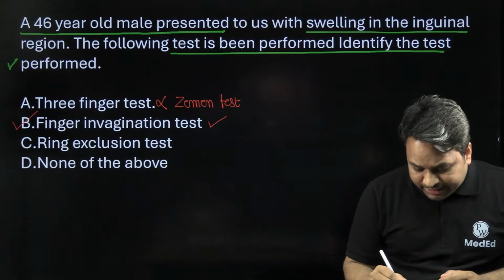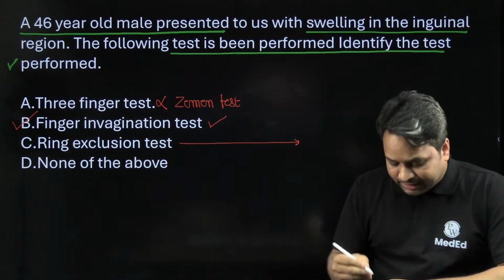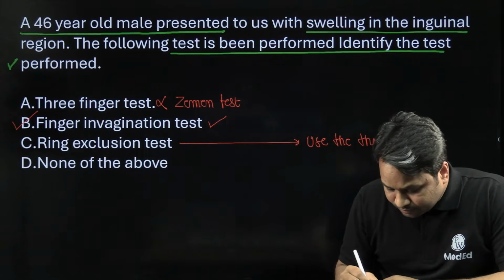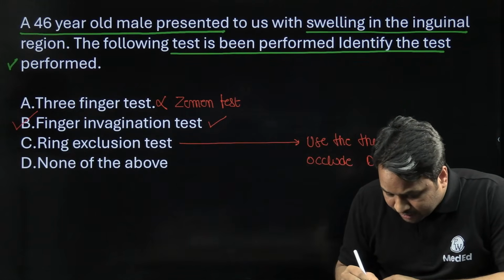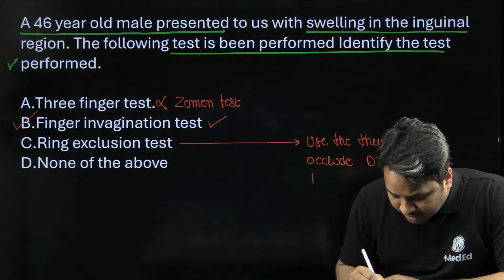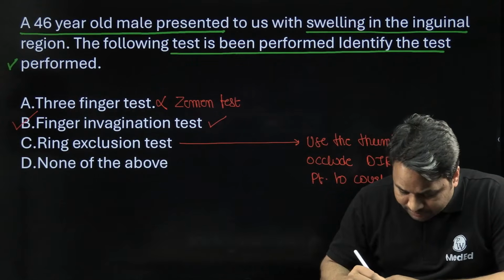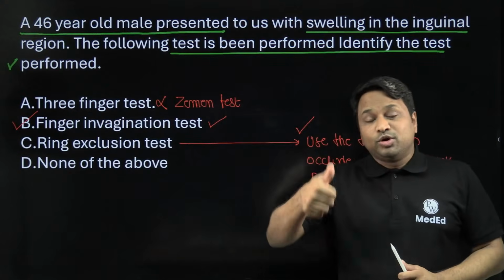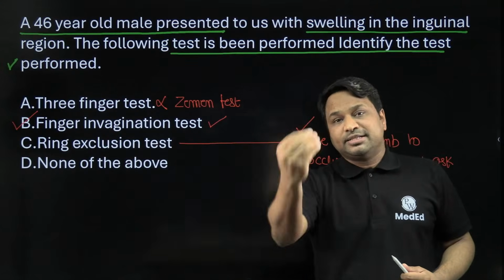For the ring occlusion test, what are you going to do? I am going to use the thumb to occlude the deep inguinal ring and ask the patient to cough. If I find the impulse to be positive even after occluding the deep ring, then the answer is direct inguinal hernia. If the cough impulse becomes negative after occluding the deep ring, it is an indirect inguinal hernia.